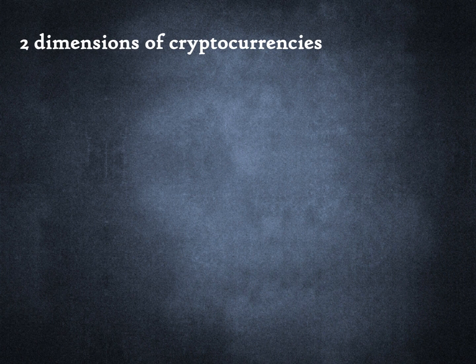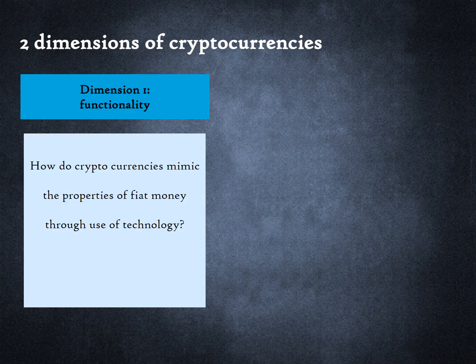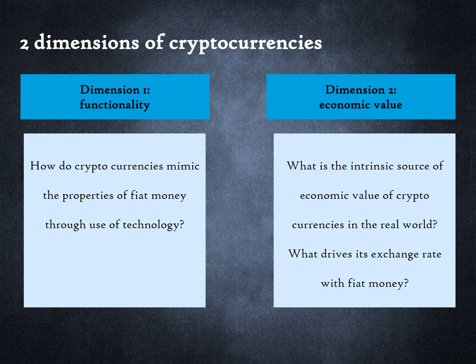We can deconstruct cryptocurrencies in two dimensions. The first dimension is how they work. The second dimension is their intrinsic value. By decoupling the second dimension, we made it easier for ourselves to learn the first dimension. To use an analogy, the intrinsic value of monopoly money is not relevant to learning how the game of Monopoly is played. At this point in the course, we know cryptocurrencies can mimic the functional properties of fiat money.